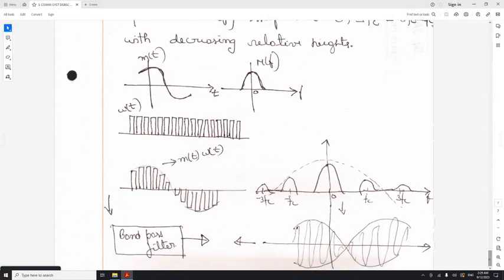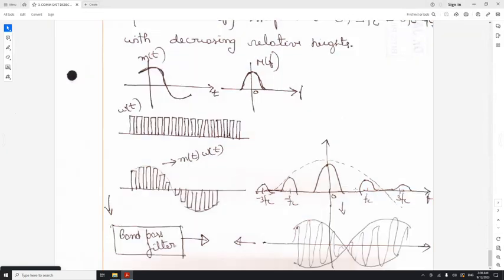This is your M of t, this is M of f, okay? And you see this is your W of t. Now you are going to multiply this M of t into W of t. When you multiply M of t into W of t, in the frequency domain you get this. Yes or no? Baseband component, first harmonic, second harmonic, third harmonic. So what you require is only these two, yes or no?